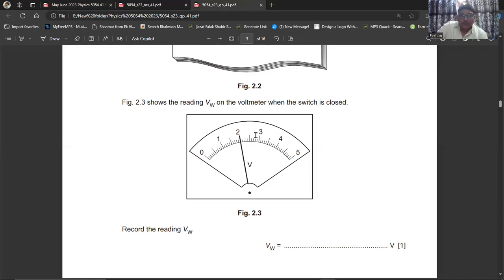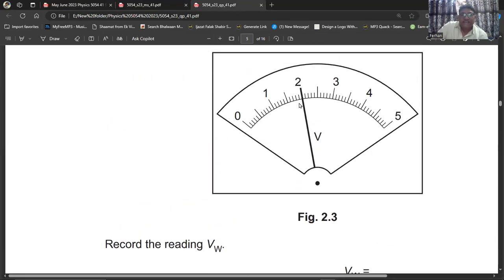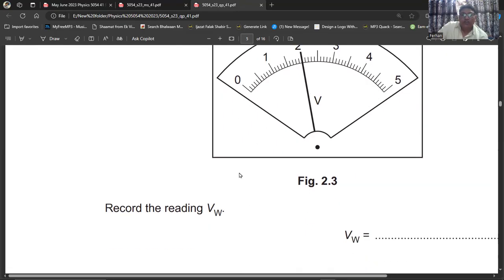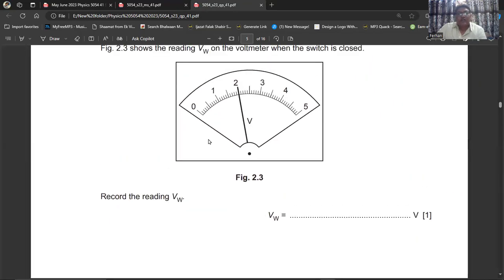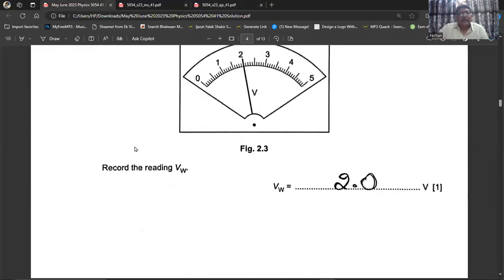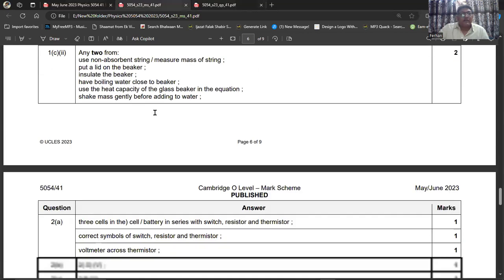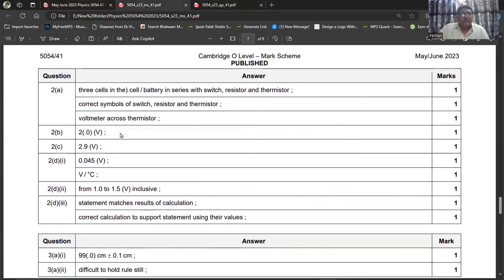So the reading right now is how much? This is exactly 2 volt. So the reading is exactly 2 volt. So let me show you. I have noted it. The reading is 2 volt. This is the answer.